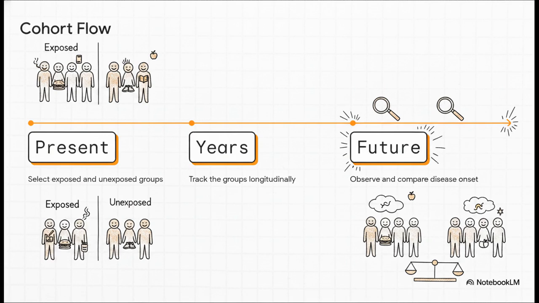Cohort studies represent the absolute standard of excellence for observational epidemiology. The longitudinal flow here is entirely forward-facing. We start in the present day with individuals who are perfectly healthy and completely disease-free. We simply divide them based on their current habits into an exposed group and an unexposed group. Then, we track these cohorts forward longitudinally, sometimes for years or even decades, into the future to observe and compare who eventually develops the disease. The beauty of this is that it guarantees the exposure actually came before the illness.